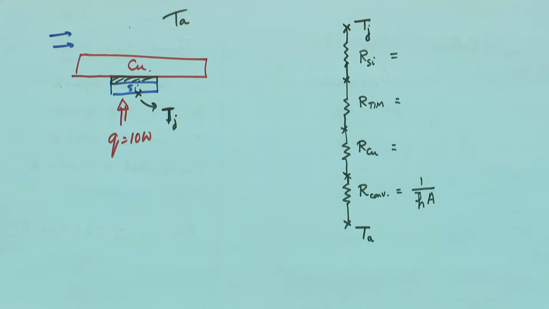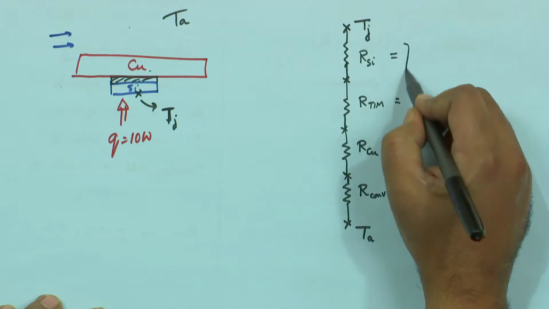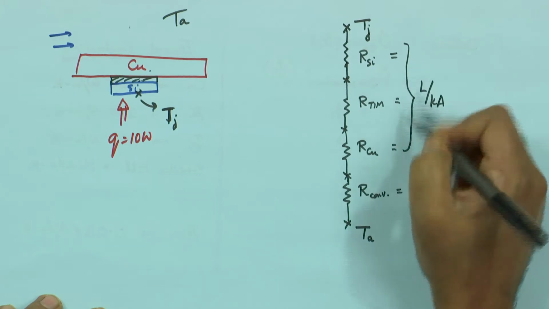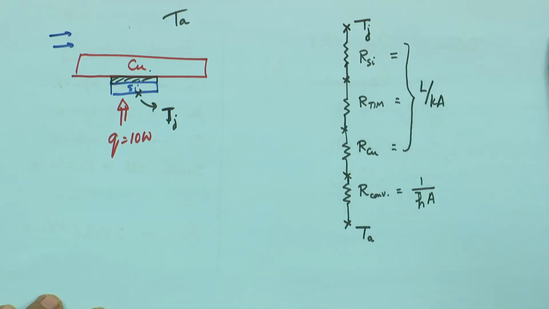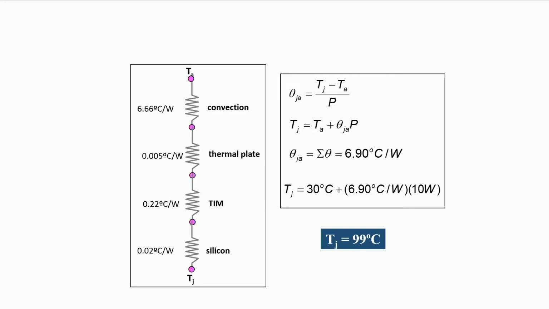For the silicon, they are all going to be different, by the way. For the silicon and the TIM it is going to be 15 mm by 15 mm, for the copper it is going to be 50 by 50, and also for convection it is going to be 50 by 50. And they will all be the equivalent L over kA for each of these materials. So if I do that, this is what I get.